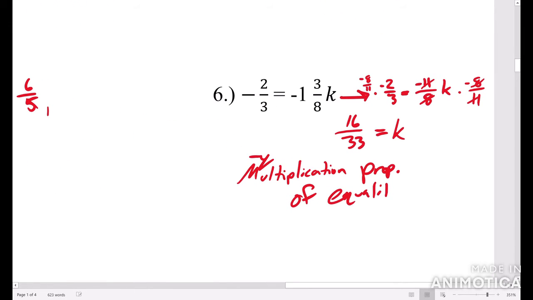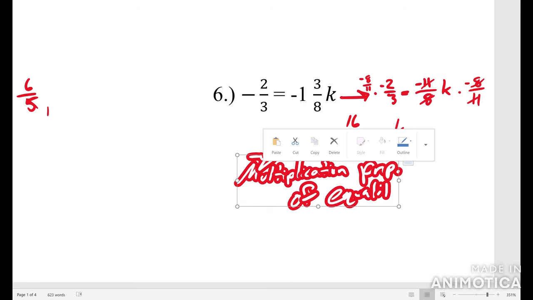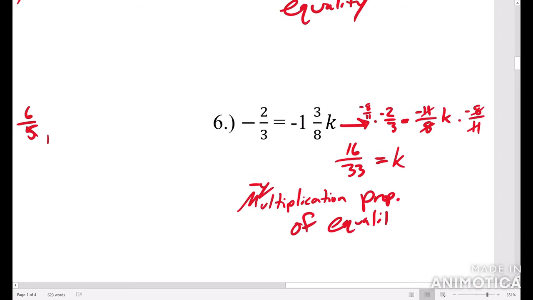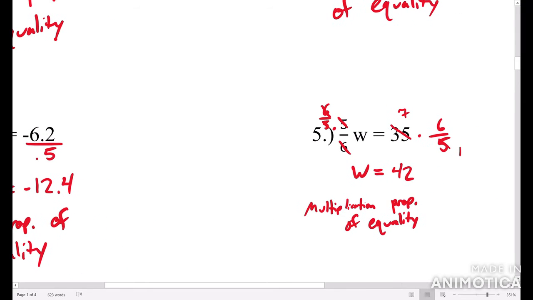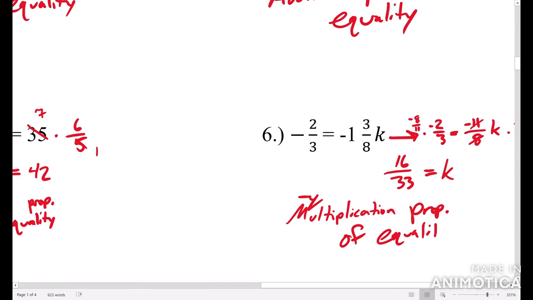I don't know why that moved on me. Can I undo that? Let's see. There we go. It's back to where it belongs. Oh, no, maybe not. That's weird. There we go. Equality. Sorry about that.